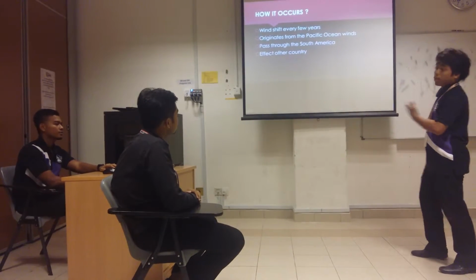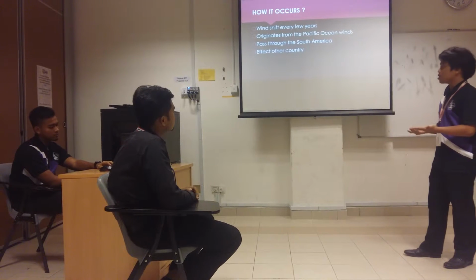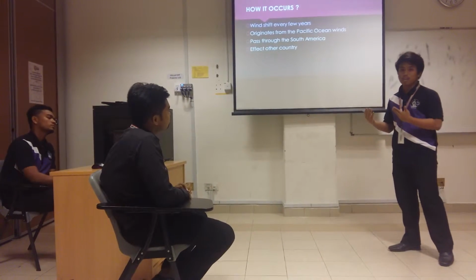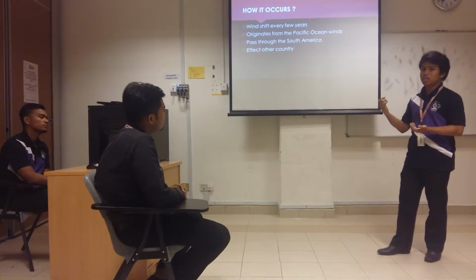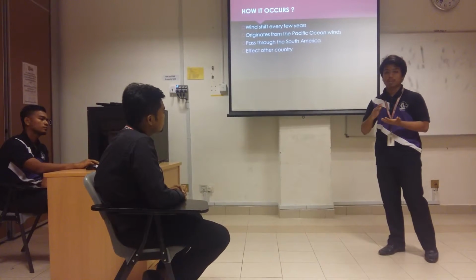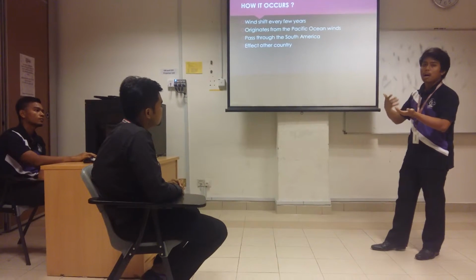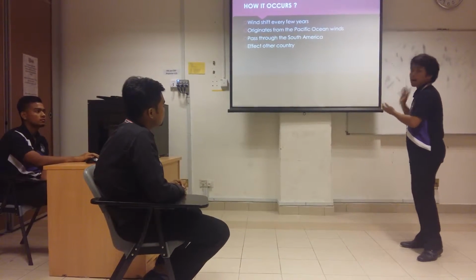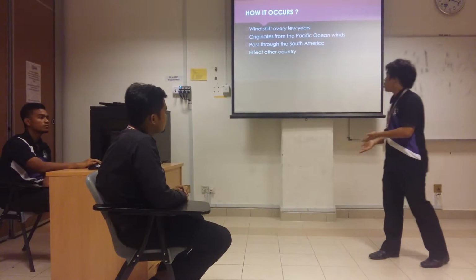Then how does it occur? The wind shifts every few years and originates from the Pacific Ocean. The deep water flows from the ocean and rises to South America. And when it comes to South America, the hot surface water will evaporate, and the wind shift will bring all this low humidity air to the other countries nearby, and this will affect Malaysia also.